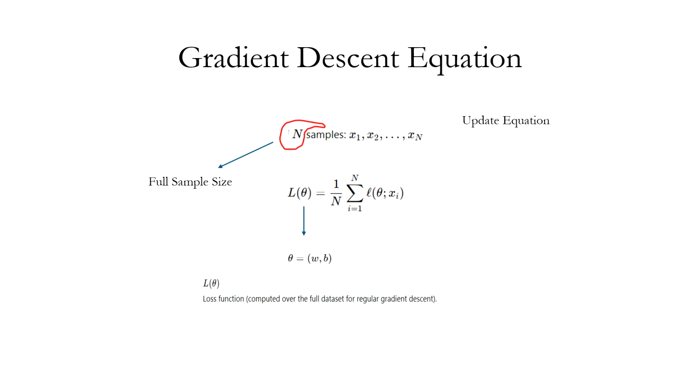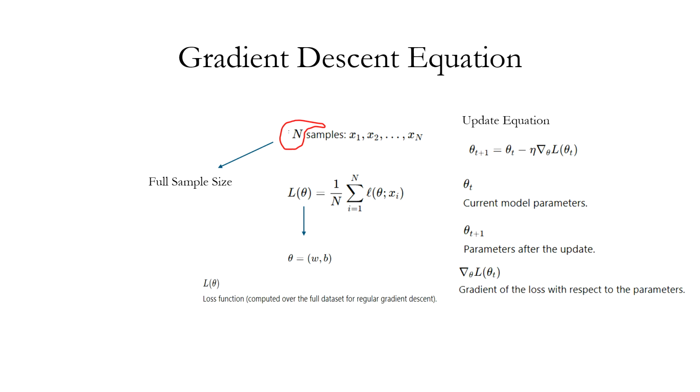Now here's the update equation step by step. We've got theta t plus 1 is equal to theta t minus eta, and then that likelihood function. Theta t is the current model parameters. Theta t plus 1 is the parameters after the update. That's the gradient of the loss with respect to the parameters, the delta L. And then eta is the learning rate or the step size. So that's pretty much the standard gradient descent equation, and we've seen that earlier.